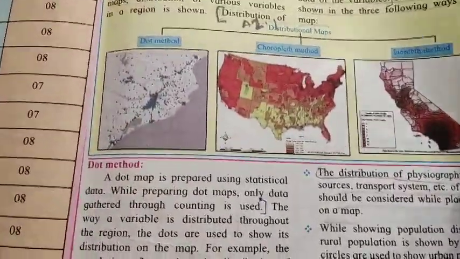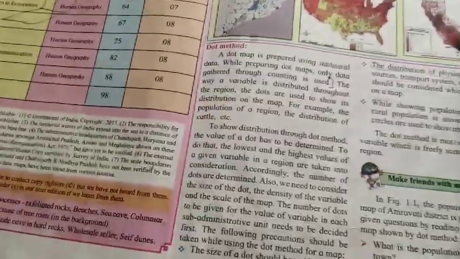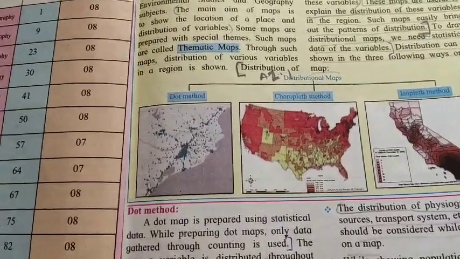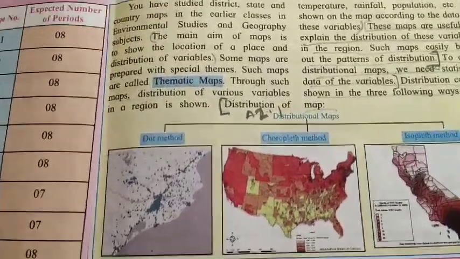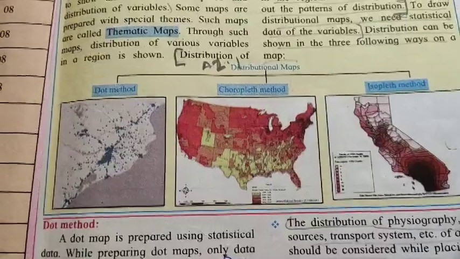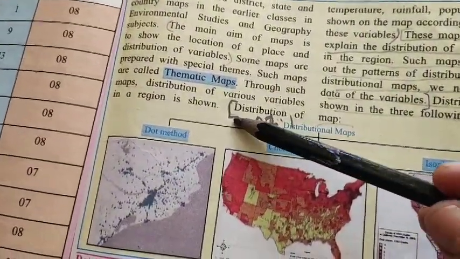Okay, let me once again read the question. Explain the use and types of distributional maps. So first of all, when we write down the answer, we are supposed to write down the types of distributional maps. So you will begin the answer this way. The distributional maps is divided into 3 types. They are dot method, choropleth method, isopleth method. After you have written down these 3 names, then you will write down this answer.